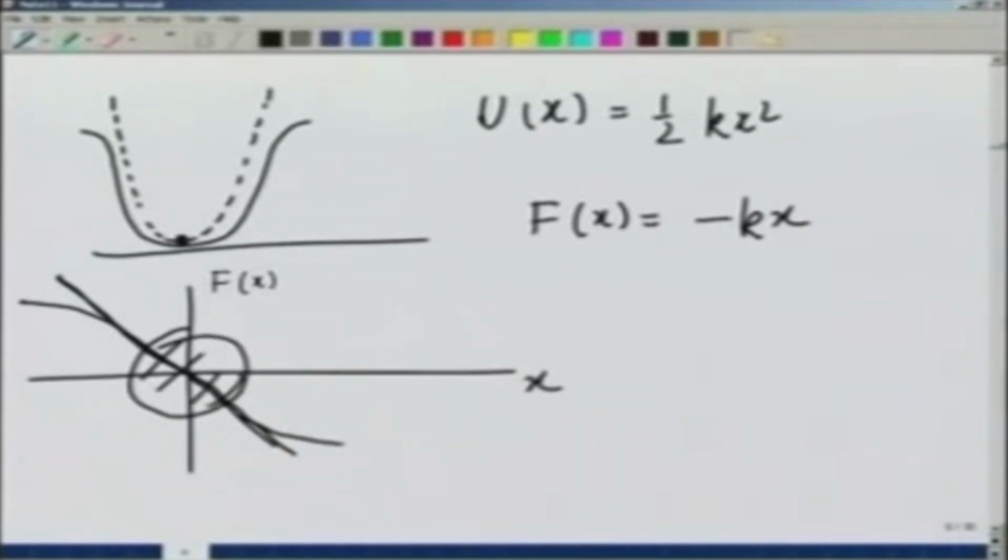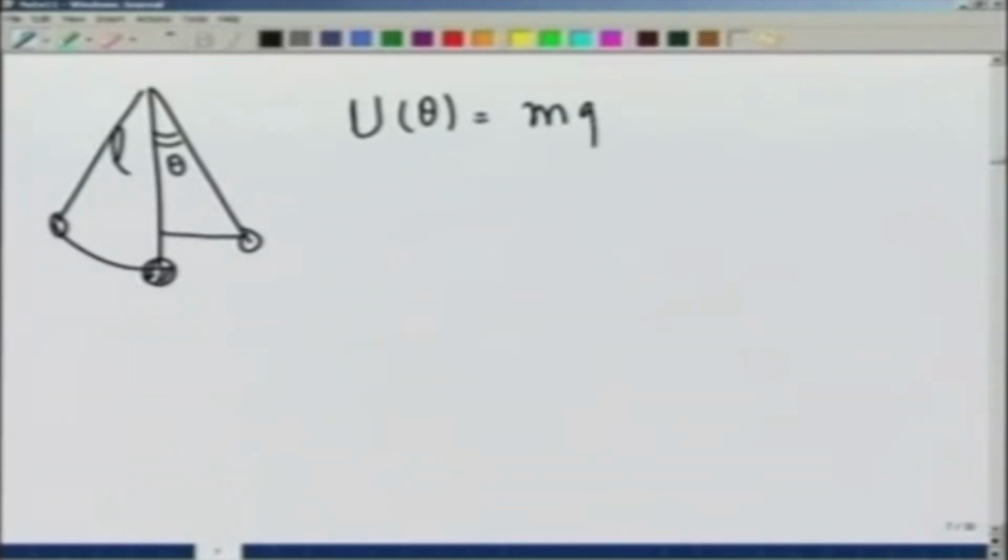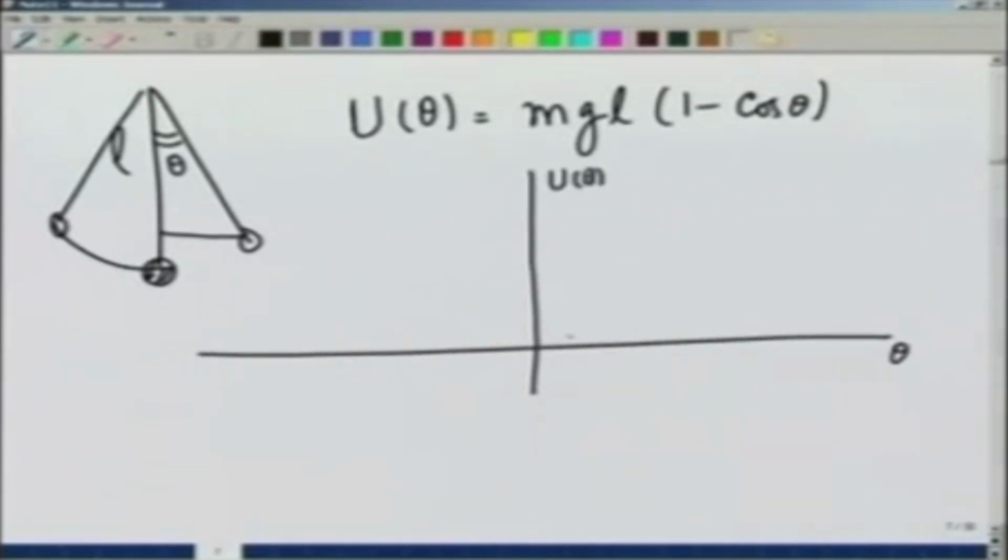As long as the motion is confined to this region, it is a good approximation. As a second example, let us take a pendulum of length L which is swinging about its equilibrium point. You can see when it is swung by an angle theta, the potential energy U as a function of theta is going to be given as m g l times (1 minus cosine theta), and therefore the potential energy is going to look something like this. It is minimum at theta equal to 0, then it goes like a cosine curve.